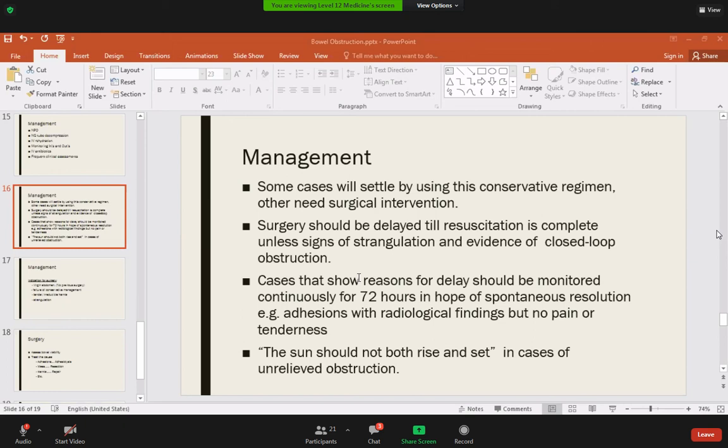Sometimes when we are giving this conservative regime, some of the cases settle down. This is usually seen in cases of adhesion obstruction or incomplete or subacute obstruction. Just by the conservative management, your patient is settled. Surgery should be delayed till resuscitation is complete, unless signs of strangulation or evidence of closed loop obstruction are seen. Cases that show reason for delay should be monitored continuously for 72 hours in hope of a spontaneous resolution. Don't take it beyond 72 hours.